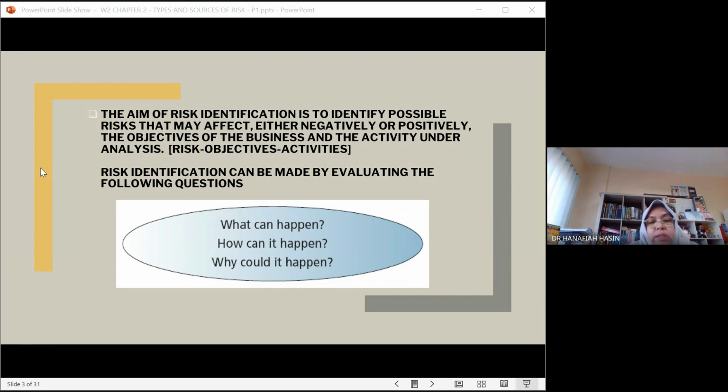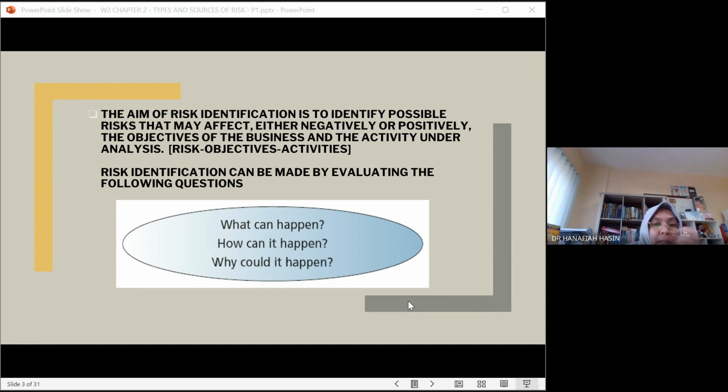When it comes to how can it happen, this is where you dig deeper into the specific causes or factors that could trigger the event or outcome identified in the first question. Here, you can gain a better understanding of the mechanism behind the perceived risk. This question helps you identify and evaluate the root causes of a problem or risk, which will enable individuals or the risk team to develop more effective strategies.